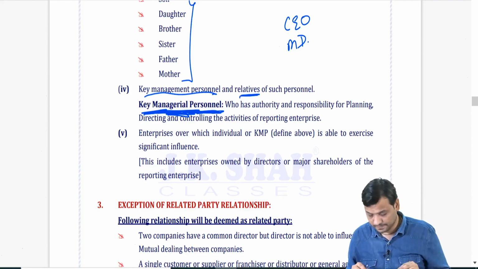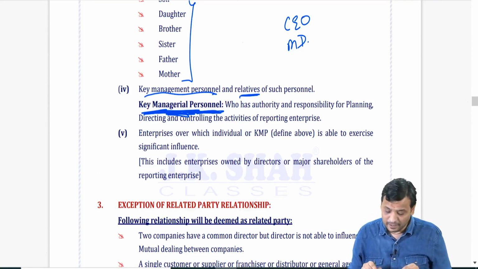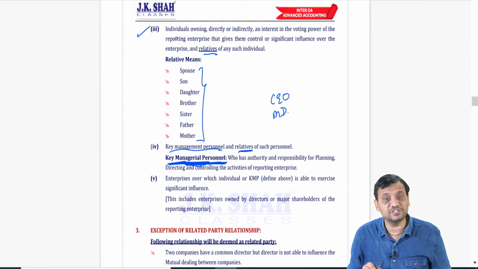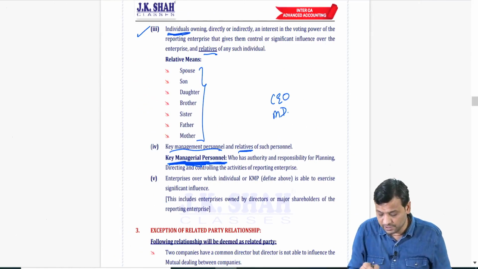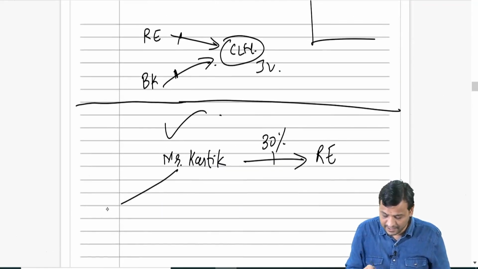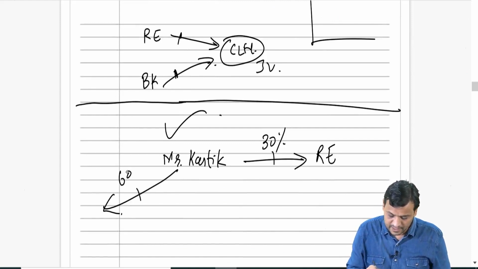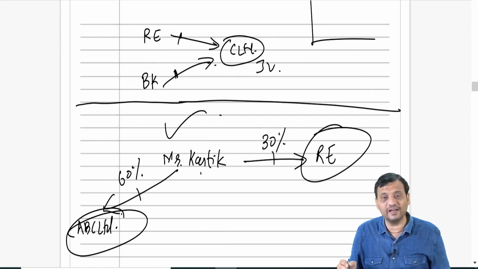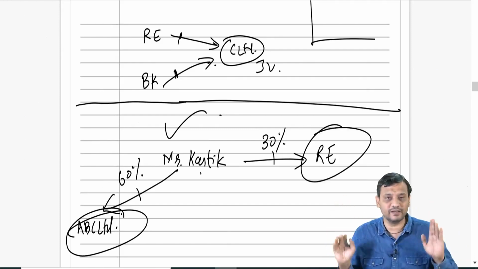And the last, the enterprise over which an individual or KMP, or I can say the persons mentioned in point number 3, individuals and the KMP defined above, is able to exercise significant influence. Like Mr. Karthik is holding, say, 60% of ABC Limited. So Mr. Karthik is an individual, he is having influence over the reporting entity. So the standard says then ABC Limited and the reporting entity are also related party.